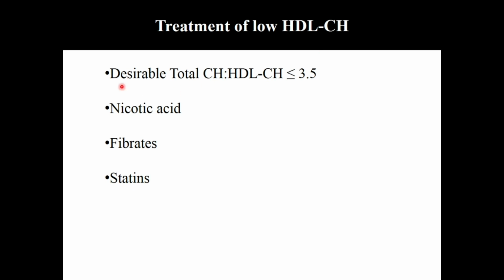Treatment of low HDL cholesterol. The target we determine by the total cholesterol to HDL cholesterol ratio. The target here is to make it less than 3.5. And to increase HDL cholesterol, the most effective drug here is nicotinic acid. Next effective are fibrates and statins. And as fibrates and statins are indicated in other cases of dyslipidemia also, usually this combination is given, either singly or with two of these drugs.